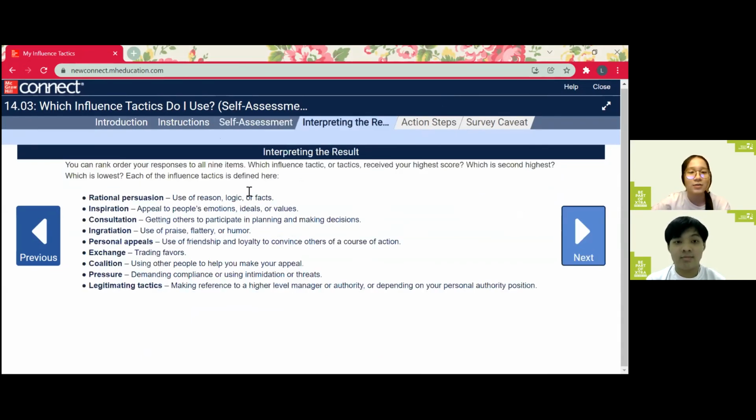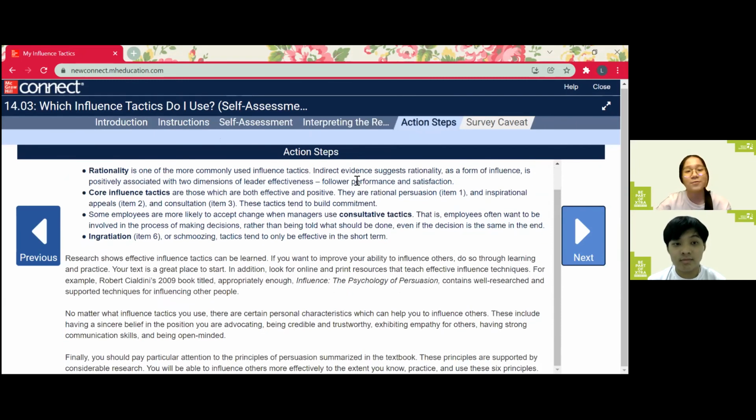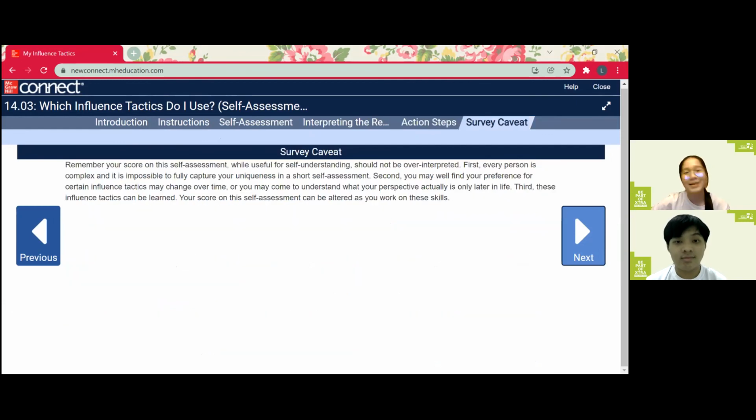All right, so as we have gone through just now, here is the list of the influence tactics, and here are the action steps. They say that research shows effective influence tactics can be learned, and that if I want to improve my ability to influence others, I should do so through learning and practice. However, no matter what influence tactic I use, there are certain personal characteristics that can help me to influence others. So yeah.